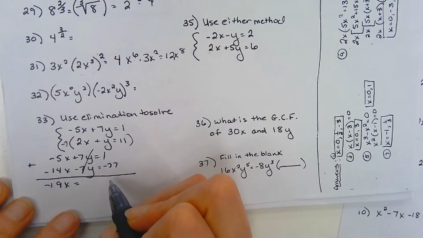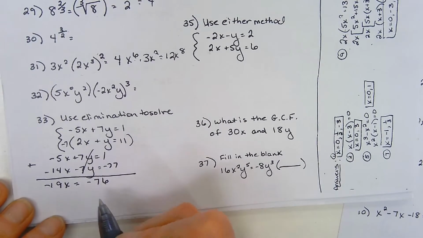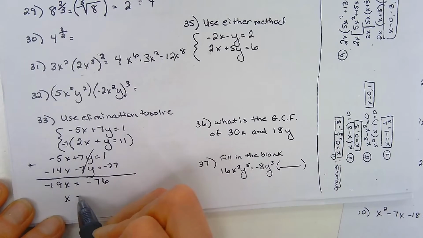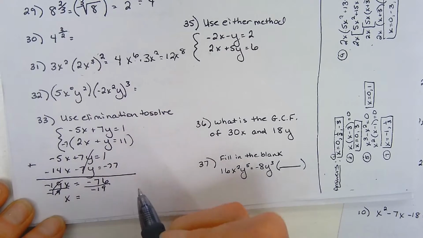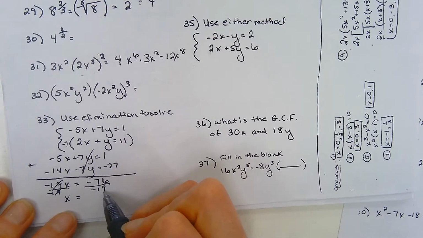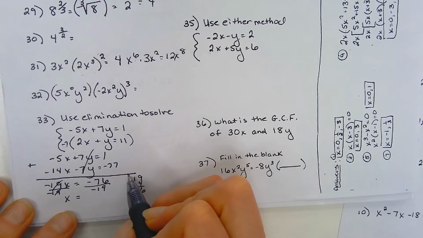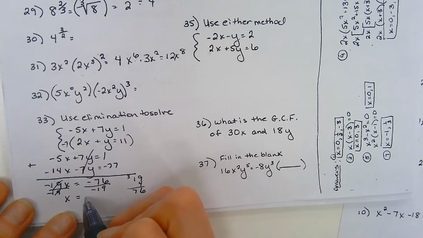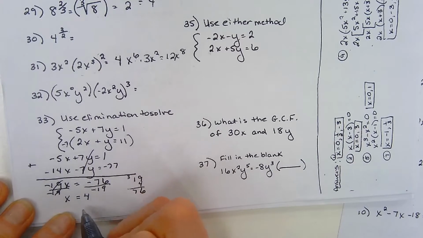-19x equals -76. I'm going to divide both sides by -19. And I happen to know that 4 times 19 is 76. 4 times 9 is 36, I carry the 3. 4 times 1 is 4 plus 3 is 7. Kind of did that one in my head. Negative divided by negative is positive 4. So x equals 4.